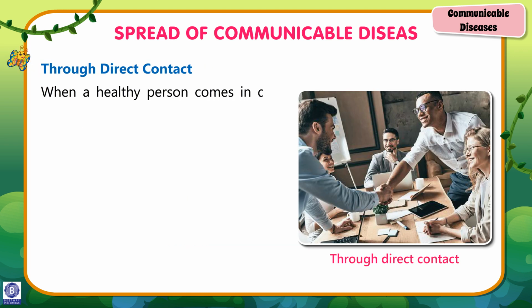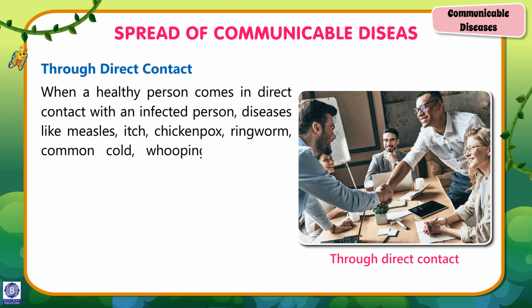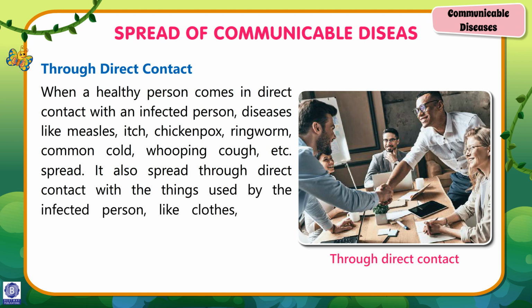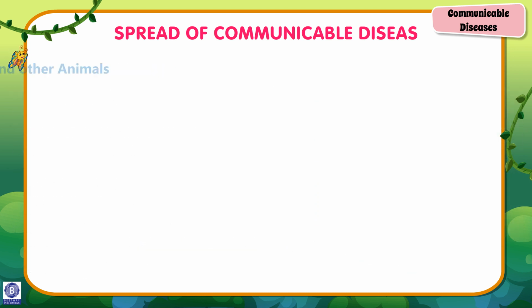Through direct contact. When a healthy person comes in direct contact with an infected person, diseases like measles, itch, chickenpox, ringworm, common cold, whooping cough, etc. spread. It also spreads through direct contact with the things used by the infected person, like clothes, towels, utensils, bed linens, handkerchiefs, and other articles. Hence, the healthy person becomes prey of germs.